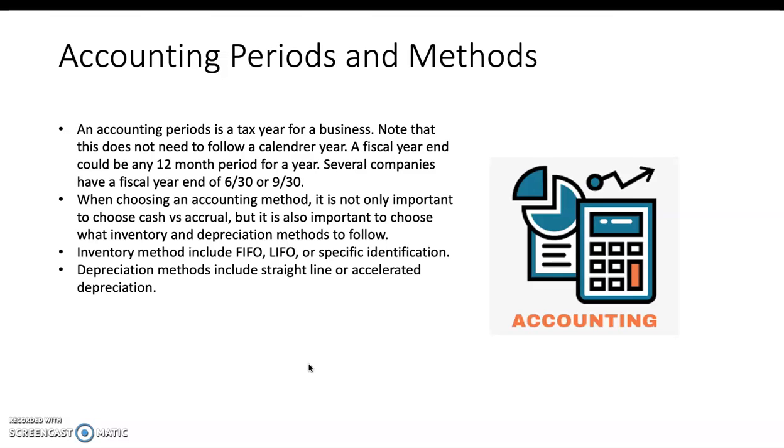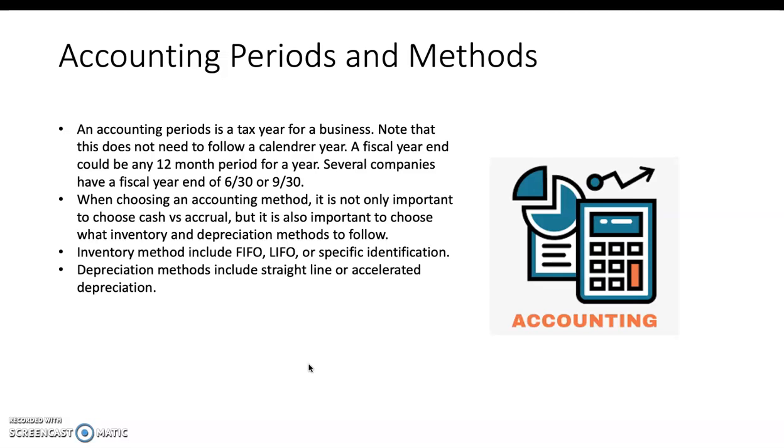When choosing an accounting method, it is not only important to choose cash versus accrual, but it's also important to really think about what depreciation methods you're going to use. Are you going to follow FIFO or LIFO for inventory? Or you can use straight line or accelerated. All of this plays into what your tax liability is going to be at the end of the year and what your financials are ultimately going to look like.